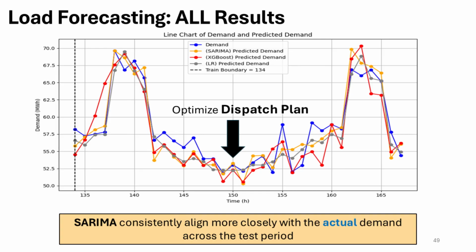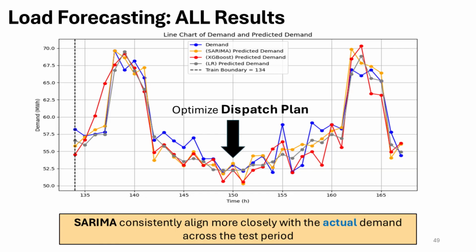The key takeaway from this comparison is clearly highlighted at the bottom of the slide. SARIMA consistently aligns more closely with the actual demand across the test period. Despite the sophistication of machine learning models like XGBoost, the seasonal statistical approach of SARIMA proved superior for this specific residential load profile. Its ability to lock onto the 24-hour cycle allowed it to track the blue actual line with the least amount of deviation.